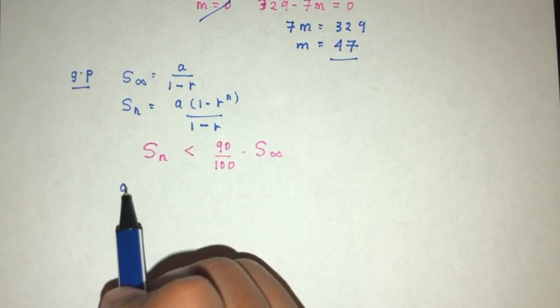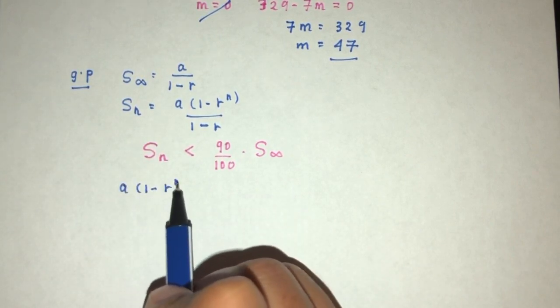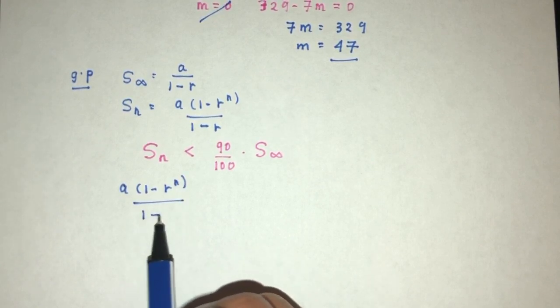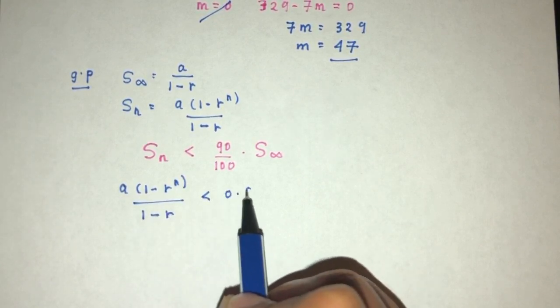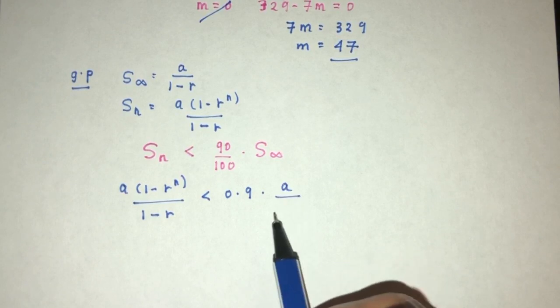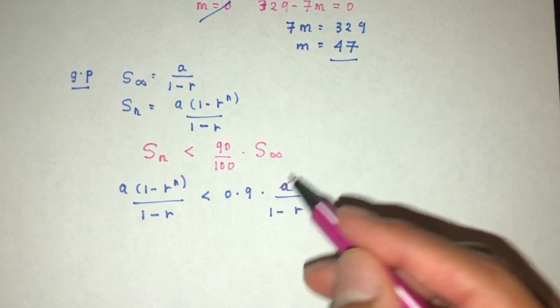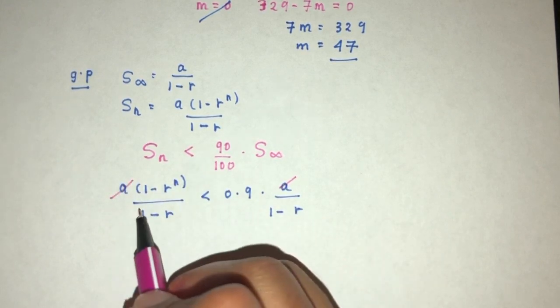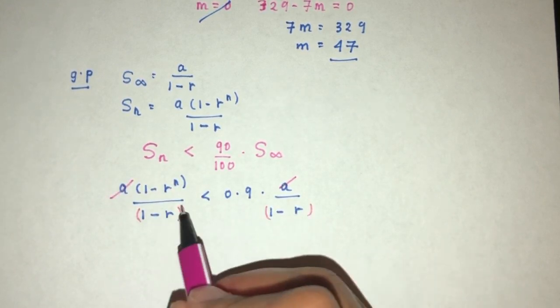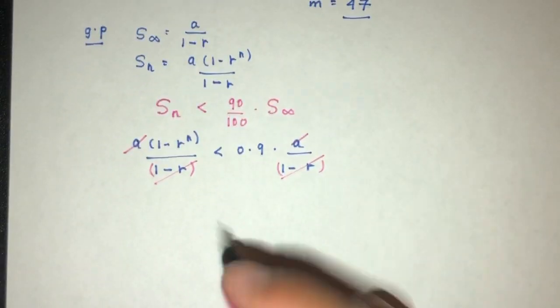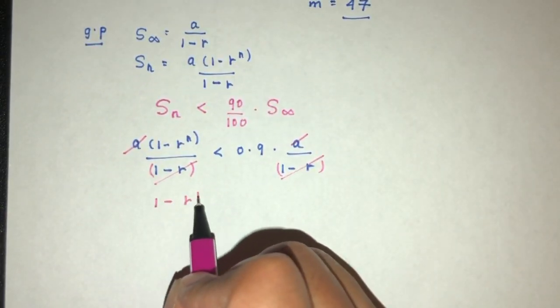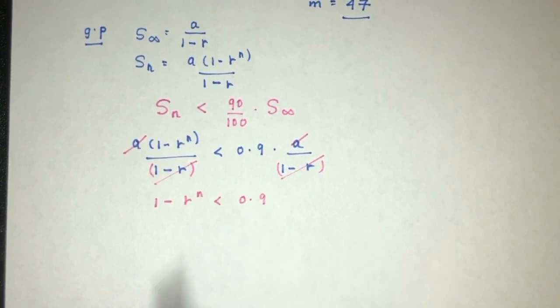On this side you will have a times (1 minus r power n) over (1 minus r), and this is less than 0.9 times a over 1 minus r. As you can see, first thing we can cancel out is a, that will go away. Because this is the same, they will also cancel out. So you will have 1 minus r power n should be less than 0.9.